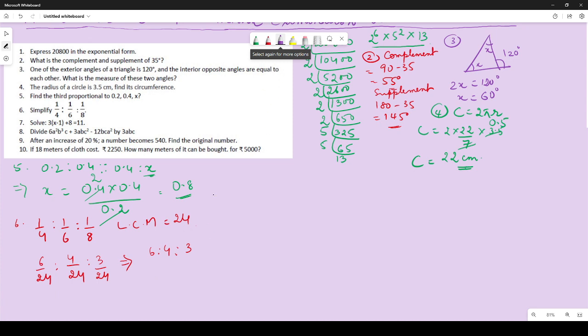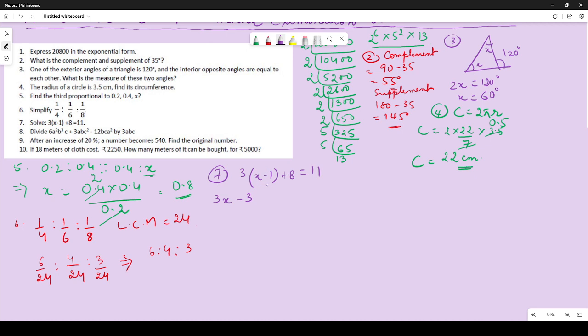Now let us take up question number 7. Question number 7 is solve 3 into (x minus 1) plus 8 is equal to 11. Simple linear equation, the simplest of all. So the error that many of you made was that it would be 3x minus 3. Many of you wrote 3x minus 1. See, this entire thing is in bracket.